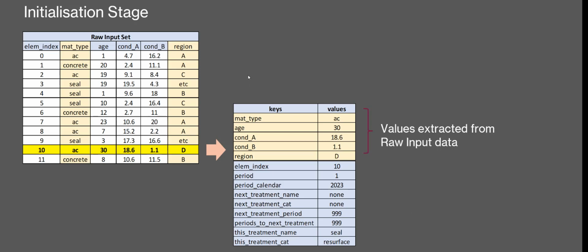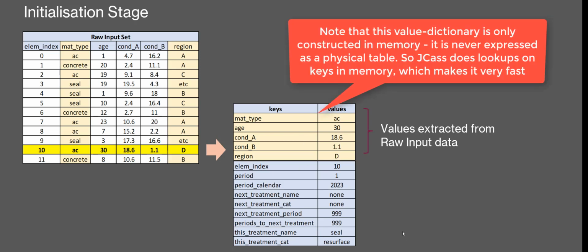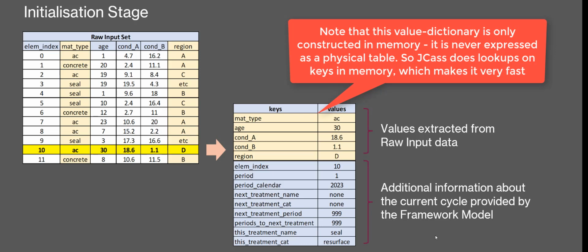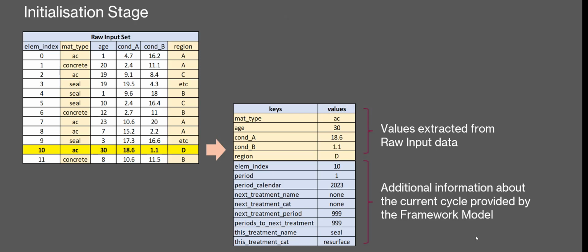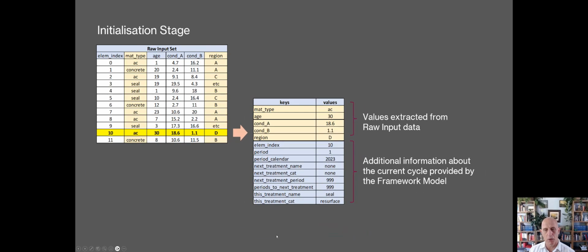So basically this is a key value dictionary that your JFunctions can now use to make decisions and calculate new values and so forth. This consists of, first of all, the values extracted from the raw input data, and then additional information about the current cycle in the model provided for you automatically by the framework model. Now, because we are dealing here with the initialization, there's nothing here dealing with model parameters. But at the end of the initialization stage, probably your JFunctions will contain all the logic to add the necessary keys in here that will be your model parameters.